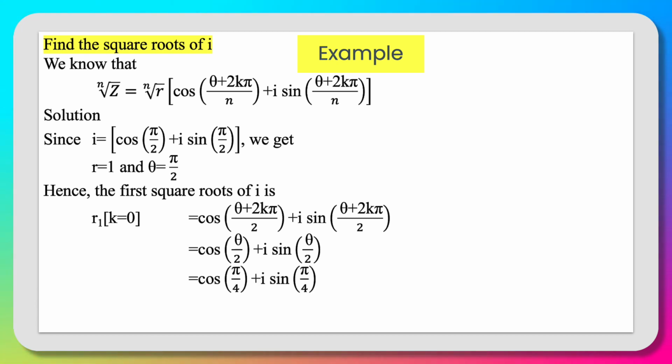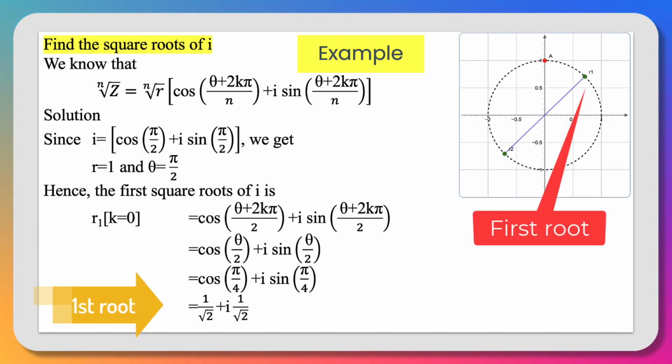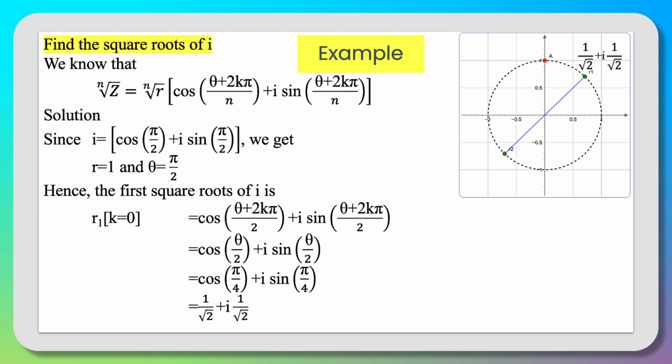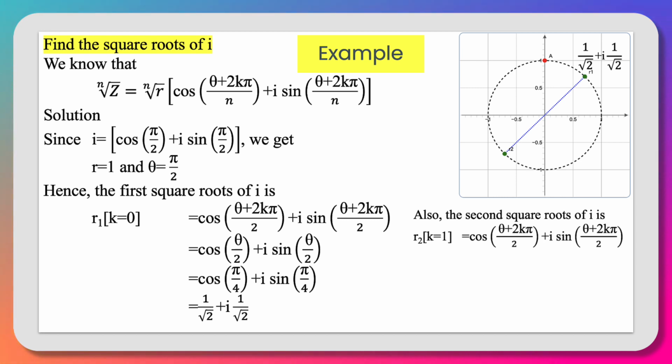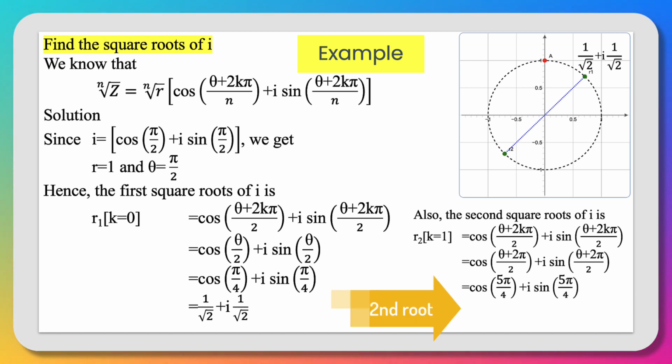Then the solution is cos pi by 4 plus i sin pi by 4, which in rectangular form is 1 by root 2 plus i times 1 by root 2, where the first root is labeled R1. Now we will find the second root R2. For this we take k equals 1. Putting k equals 1, we get the answer cos of theta plus 2 pi by 2 plus i sin of theta plus 2 pi by 2. With this, the solution is cos 5 pi by 4 plus i sin 5 pi by 4, and in rectangular form, the answer is 1 by root 2 minus i times 1 by root 2.